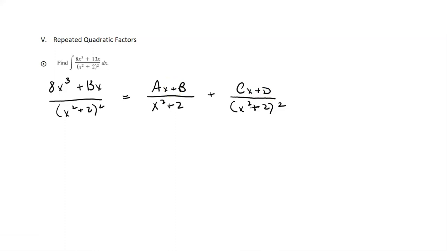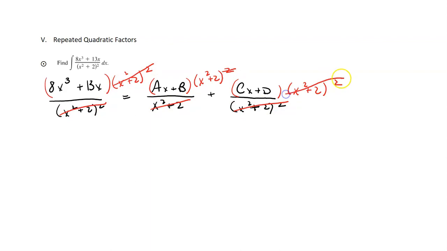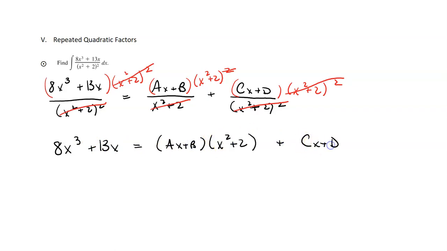We're going to multiply through by the denominator, which is (x squared plus 2) squared. We'll cancel where we can, and we'll rewrite our equation with no denominator. We'll have 8x cubed plus 13x equals (Ax plus B)(x squared plus 2) plus Cx plus D.